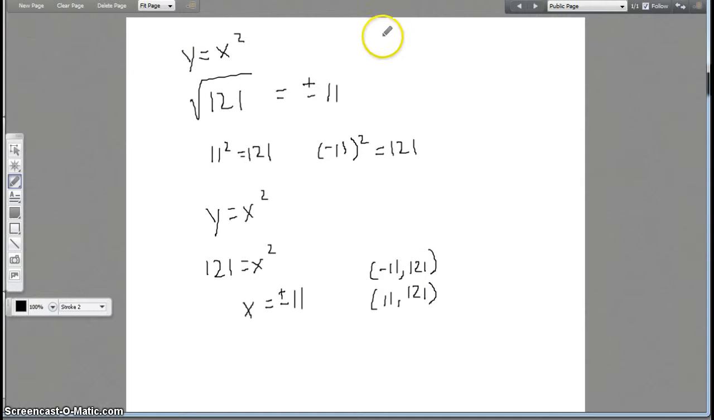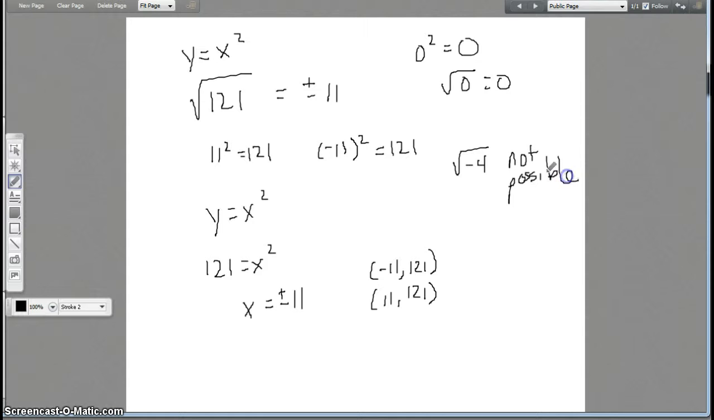Okay, so things that you should know. The square of 0 is still 0. The square root of 0 is also 0. For Algebra 1, we will say that a negative number does not have a square root. So the square root of negative 4 is not possible. Now, in Algebra 2, you will learn how to do square roots of negative numbers, but that's beyond the scope of an Algebra 1 course. So in Algebra 1, square root of a negative number is not possible.